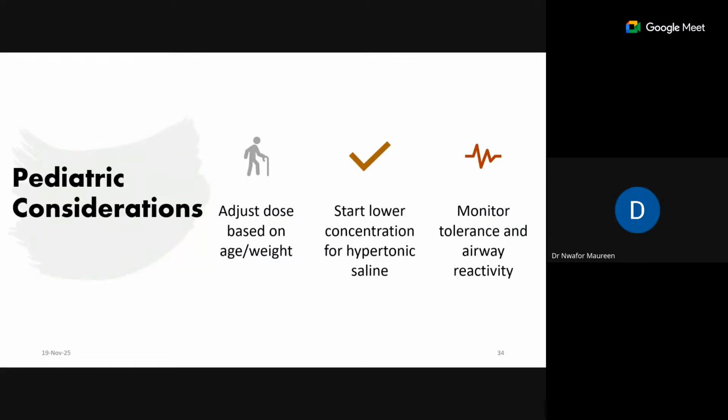For pediatrics, I always still maintain that you adjust the dose based on age and weight. We have so many reference books that will help us. And make use of Medscape, you can make use of MDCalc, so that you are sure of the actual dose for the pediatrics. And you have to start with a lower concentration for hypertonic saline. You monitor tolerance and airway reactivity. So as you're making your intervention, you must monitor the airways to really check whether what you're doing is really helping that patient or complicating the problem.